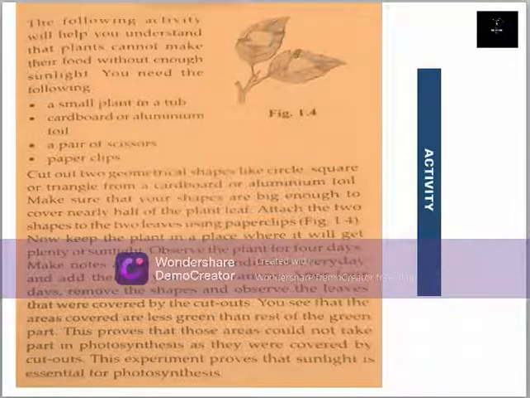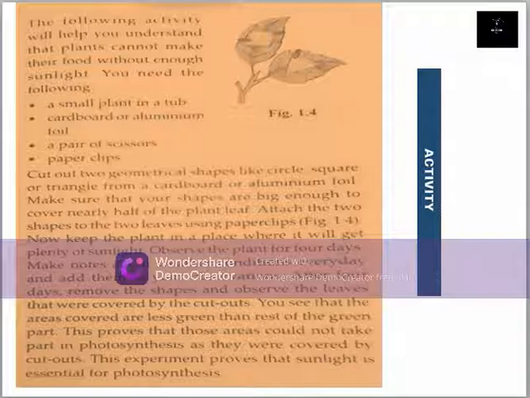So here is an activity you have to perform. This activity will help you understand that plants cannot make their food without enough sunlight. You need a small potted plant, cardboard or aluminium foil, a pair of scissors and paper clips. Make sure you have all of this, and then perform the activity. You have to cut out two geometrical shapes like circle, square or triangle from cardboard or aluminium foil. Make sure that your shapes are big enough to cover nearly half of the plant leaf.